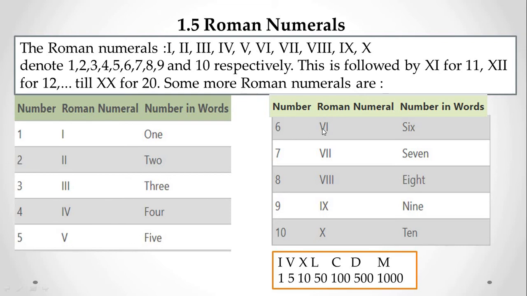You can easily remember, 6 means V, and on the right hand side I is there. Whenever a smaller number is on the right hand side, it is added to the bigger number. So 5 plus 1 is 6. Same way here we have two numbers added to the bigger number. So 5 plus 1 plus 1 is 7. Here 5 plus 1 plus 1 plus 1 is 8. Here IX is 9, because 10 minus 1 is 9. And here it is already the symbol of 10.